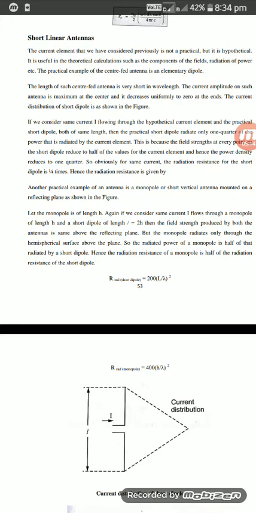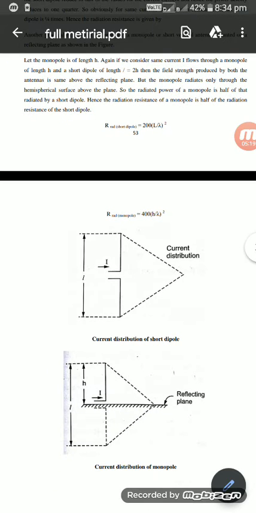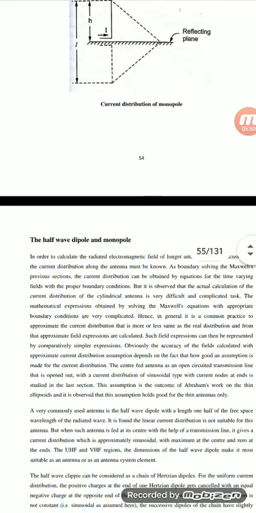See the current distribution and voltage distribution figures. This is the height of the antenna, and we have to find the length. Next, the reflecting plane. We change the middle plane and divide it in half, so half means H. Next we find the length, I. That is the current distribution of the monopole.